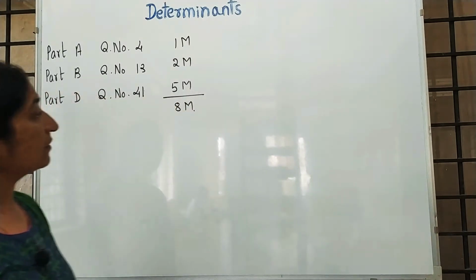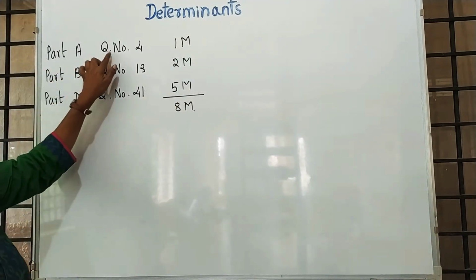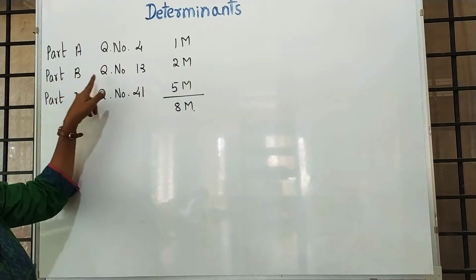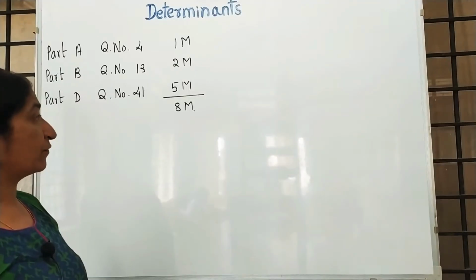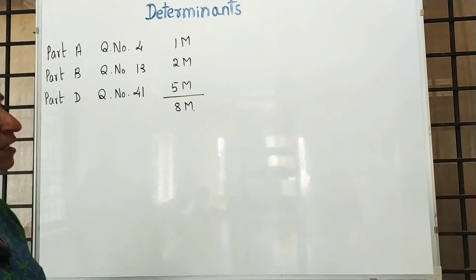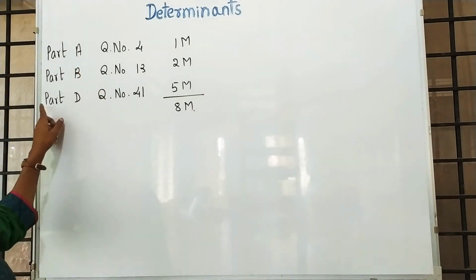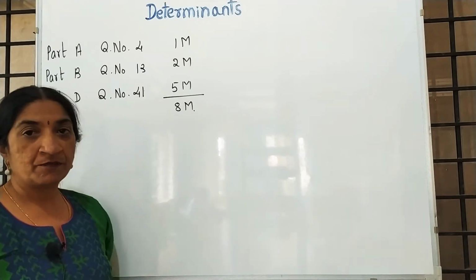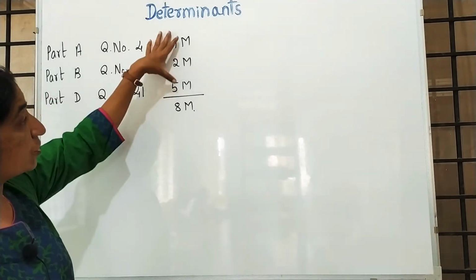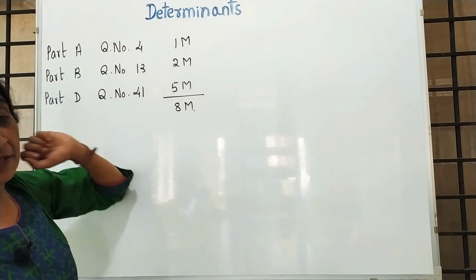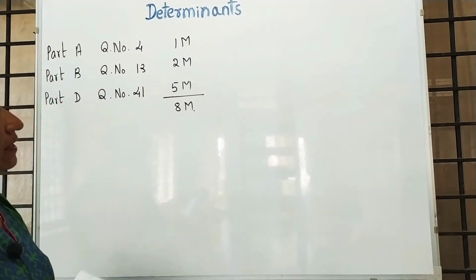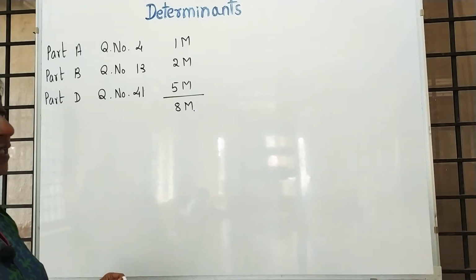See, total marks is 8 marks. In part A, it comes at question number 4 for 1 mark. In part B, question number 13 for 2 marks, fixed questions. At that question only you will get the questions from determinants. And part D, question number 41, that is for 5 marks. These are the weightage of the marks from the chapter determinants in your annual paper. Total marks is 8 marks, and the expected questions in this chapter.